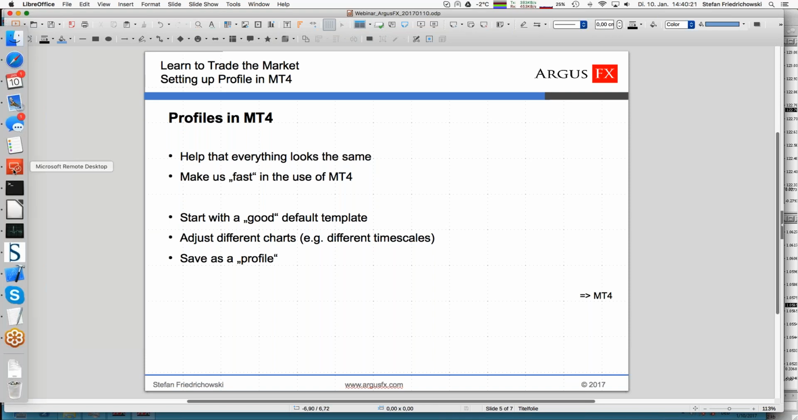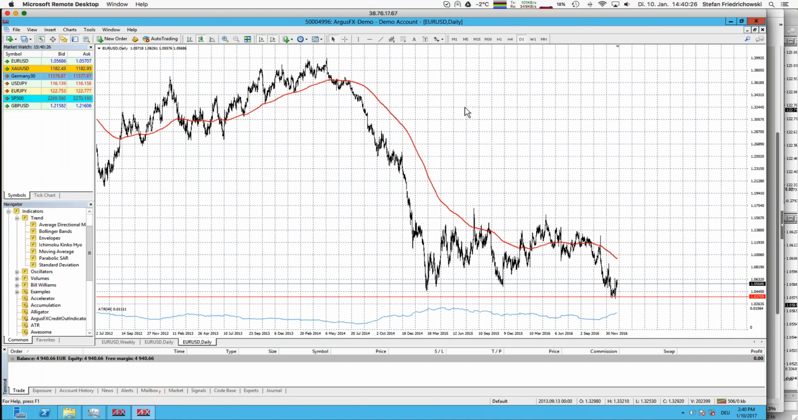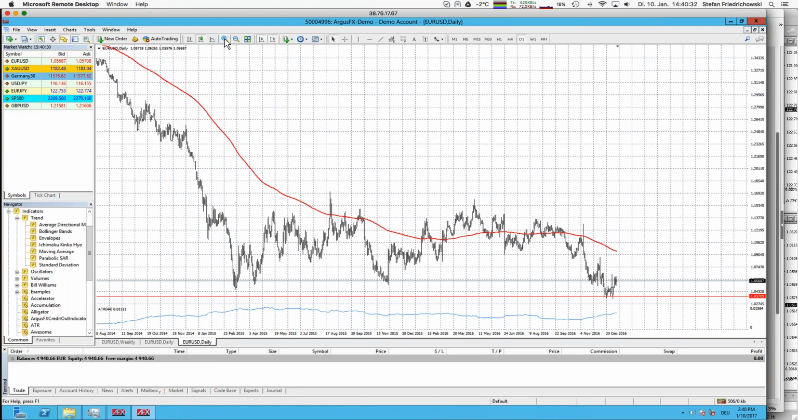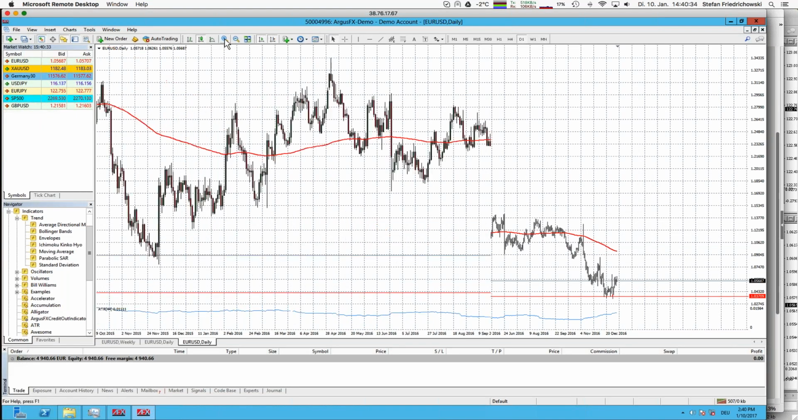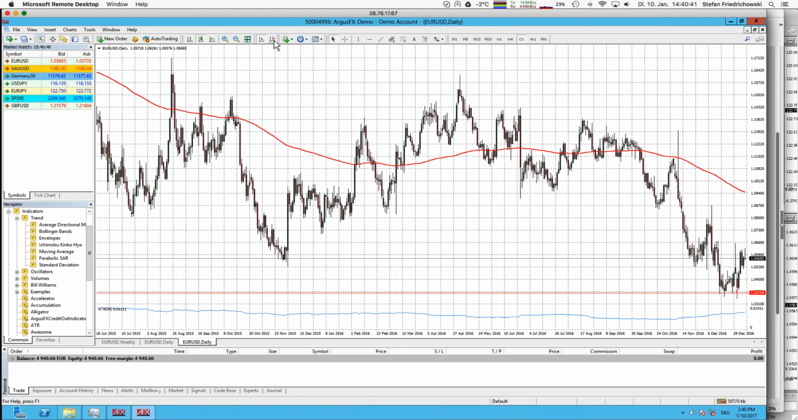Let us do that step together here. So first, we need a good template. And we can start, for example, with a D1. That is fine. And let me change it a little bit to that kind of view without any chart shift.